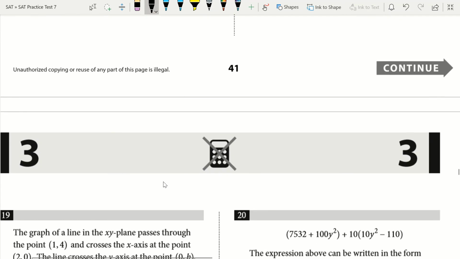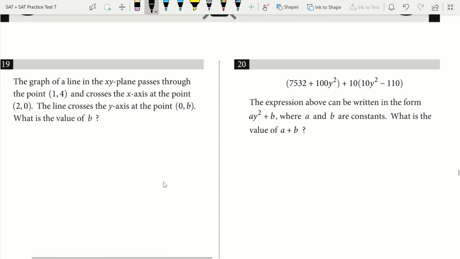Question 19. The graph of a line in the xy plane passes through point (1, 4) and crosses the x-axis at (2, 0). The line crosses the y-axis at point (0, b). So we're solving for the y-intercept. I see I go from 1 to 2, I go down 4, so if I'm going from 1 back to 0, I have to add 4, which will give me 8 as the value of b.